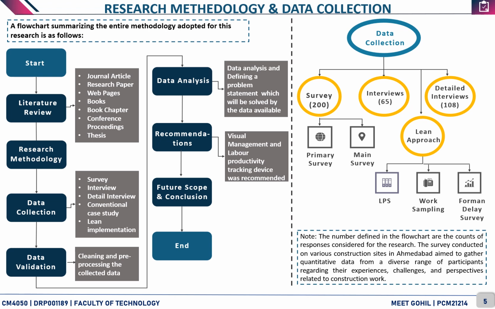See a data collection flowchart in which it is described in detail how the data was collected and in how many sections the data was distributed. Basically, the data collection was done by survey, interviews, detailed interviews, and lean approach. Moving ahead with the surveys, there were two surveys carried out. Basically, the primary survey was communication with the laborers, and the main survey was on the construction site.